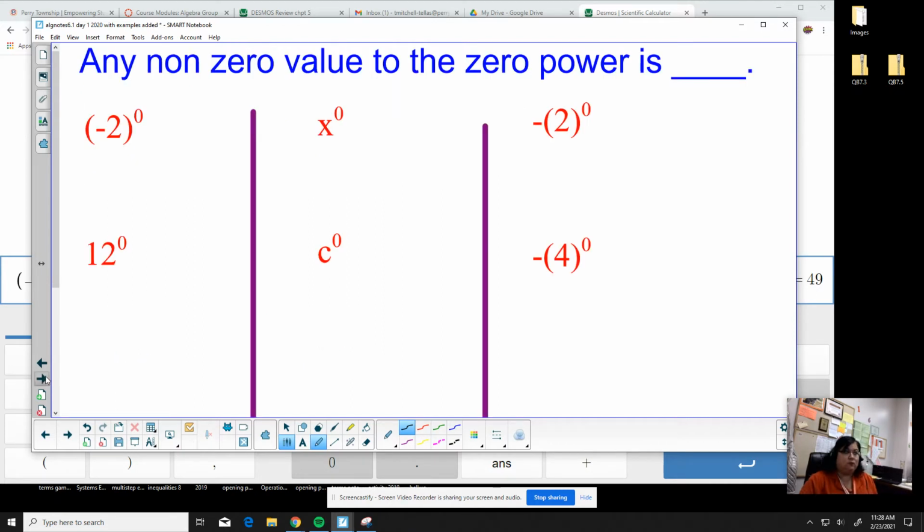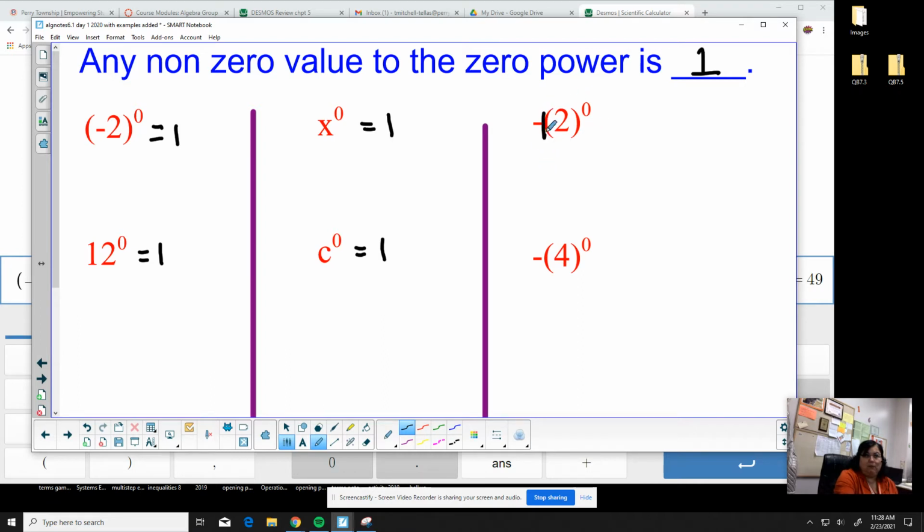All right, so here's our first rule. Any non-zero value to the 0 power is 1. Okay, so if it's a base of any number other than 0, and it's to the 0 power, it's 1. So each of these are 1. And if you ever forget, you can type it into Desmos, if it's a number. Now, if it's not a number, if it's a letter, you have to remember something to the 0 is 1.